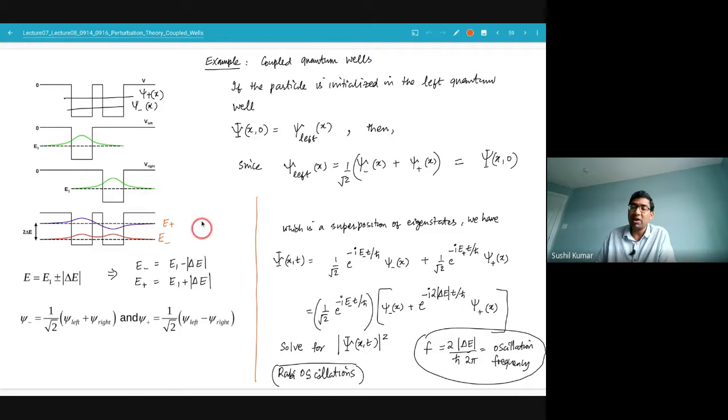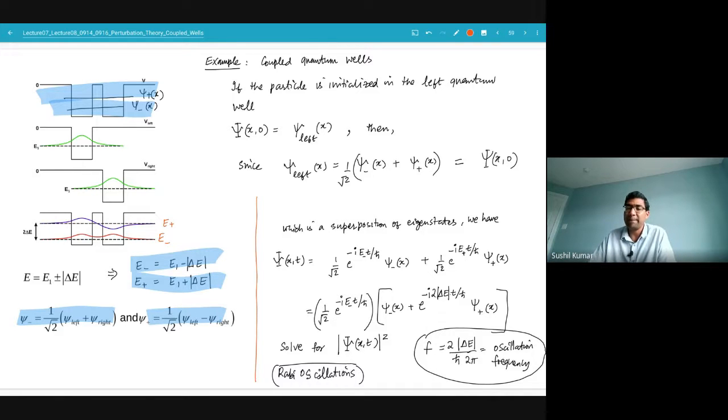So here is the setup of the problem. This is on your left top screen. This is the quantum well problem. We have these two wells an electron can occupy. There are two stationary states, psi minus and psi plus, and they have their corresponding energies, E minus and E plus. And this is the psi minus and psi plus which we found earlier.